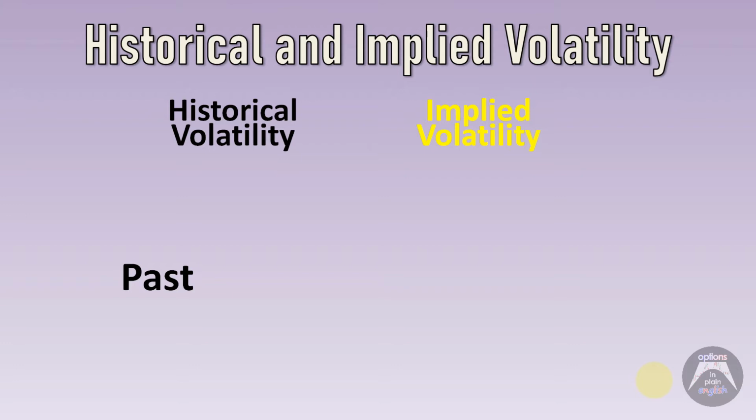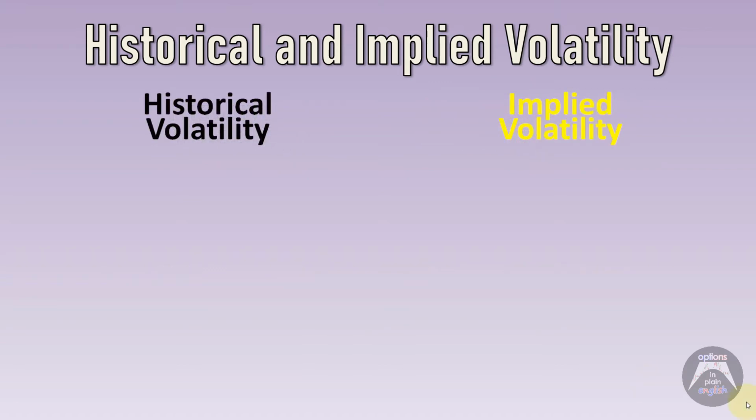Implied volatility is based on what the present tells us about the future. And this is the main difference between historical and implied volatility. The historical volatility is looking only at the past, something that already happened, and implied volatility looks at the present and what it tells us about the future.